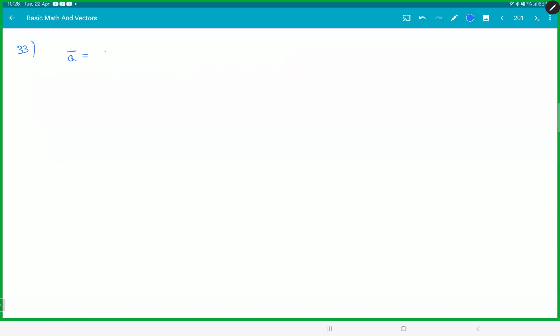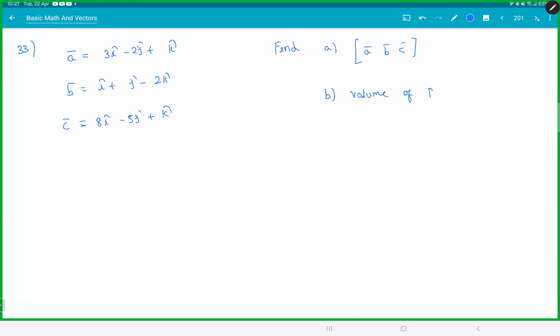So I'll give you 3 vectors: A bar is 3i minus 2j plus k, B bar is i plus j minus 2k, and C bar is 8i minus 5j plus k. So they'll give 3 vectors like this. The questions will be of this sort. Find the box product ABC. That is one way of asking. Second, they'll ask you to find the volume of the parallelepiped. It is the same thing. So you actually need to solve only once and everything will come.